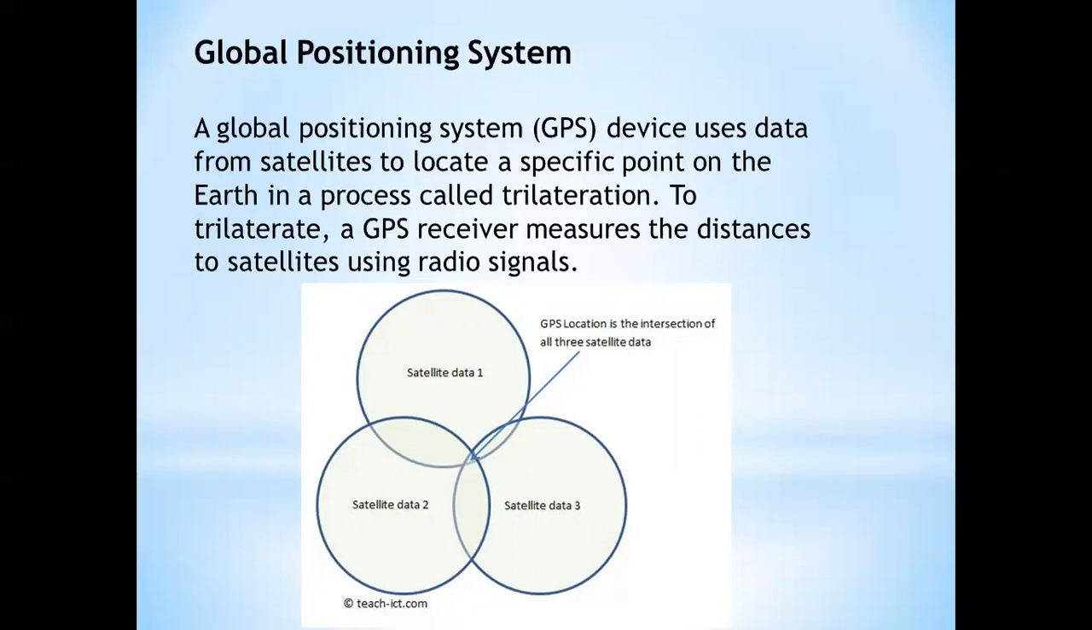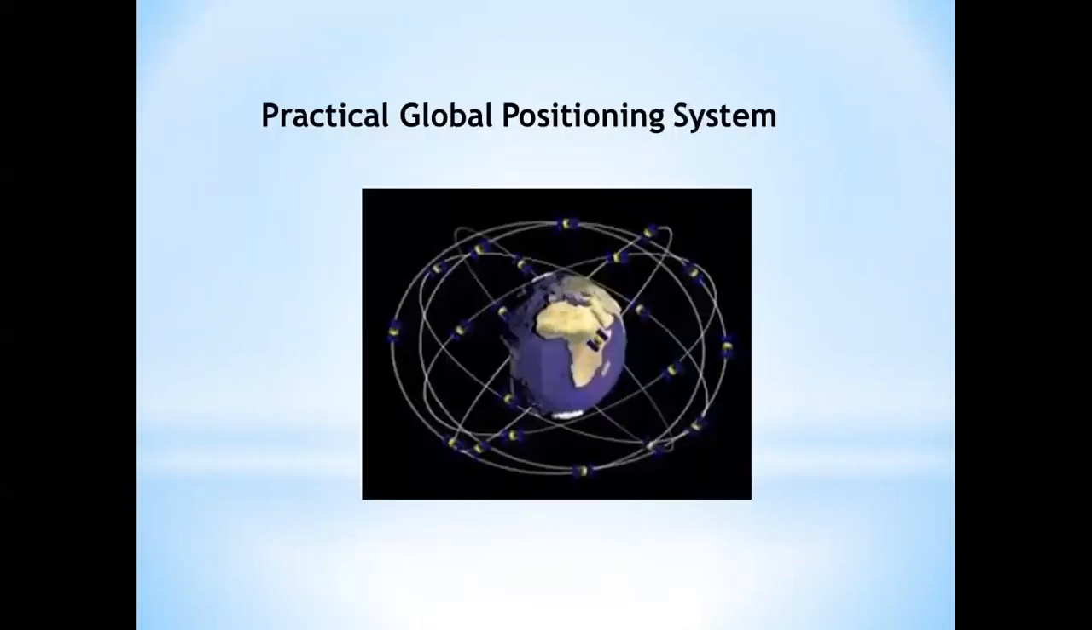However, in this space, we cannot draw circles, so we will have to use spheres. But three spheres meet at 2 points, so we have to use four spheres, which will meet at exactly only 1 point. Practically, GPS will work as shown in the figure.